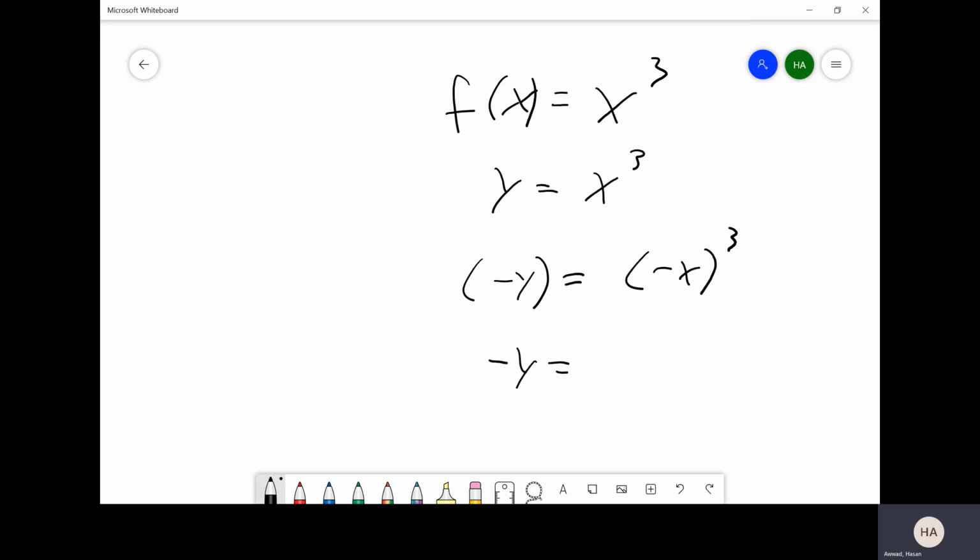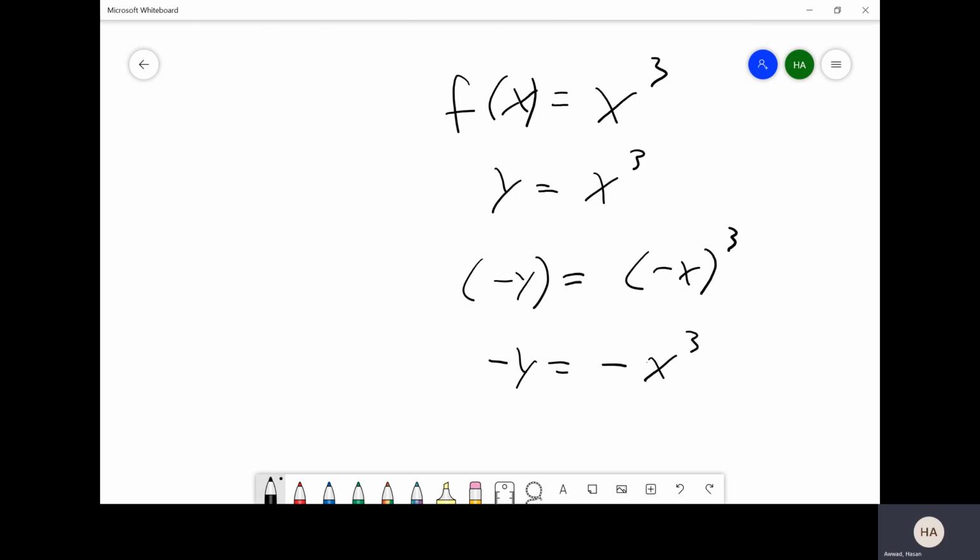Well, when you cube a negative, or when you cube any sign for that matter, it's always going to remain that sign, right? When you square something or when you raise something to an even power, it's always going to be positive. When you raise something to an odd power, it retains whatever sign it has. So because we're taking a negative x, our output is still going to be negative. And then we just have x cubed, right?